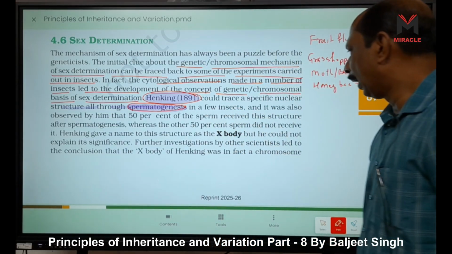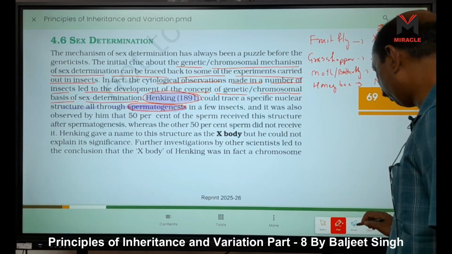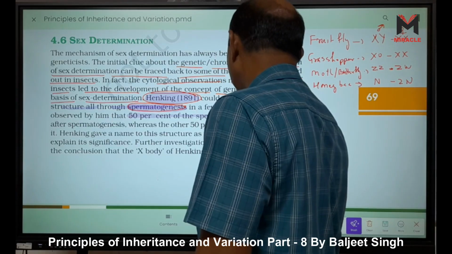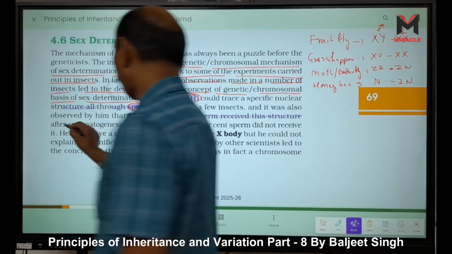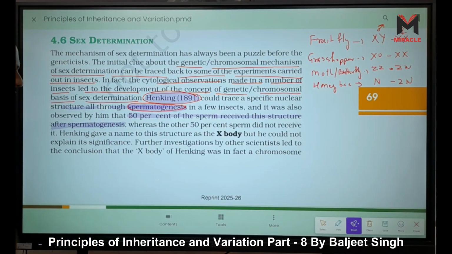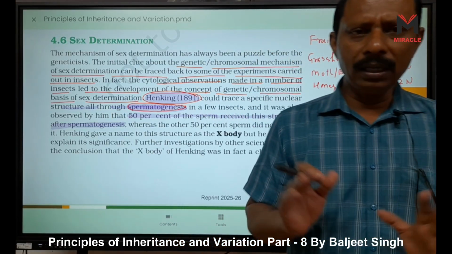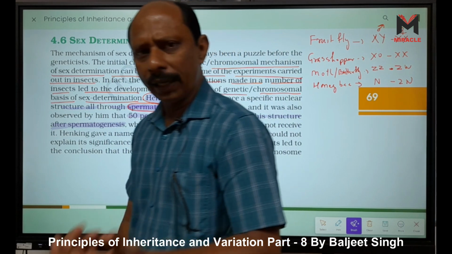In a few insects, it was also observed by him that 50% of the sperms, how many? 50%. 50% of the sperms received this structure. This structure means X structure, right? After spermatogenesis. Because we know that mostly males show heterogamety. They are made up of one X and one Y chromosome.